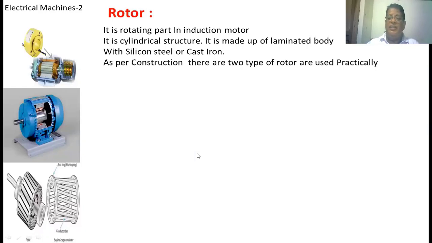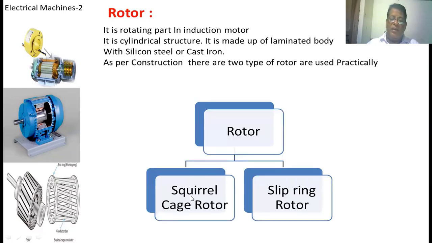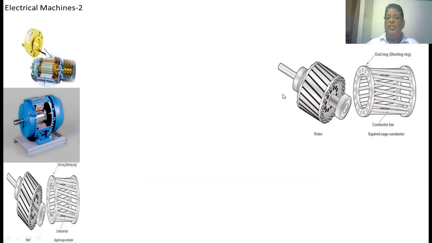As per the construction, there are two types of rotors used practically. One is the squirrel cage rotor, another one is the slip ring rotor. This is the construction of the squirrel cage rotor. This is a cylindrical body. The outer periphery is slotted to keep the rotor bars. This is one side, this is another side.